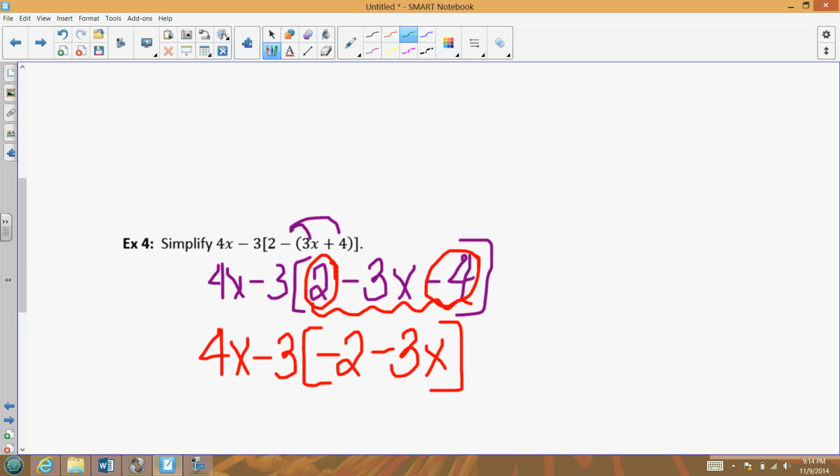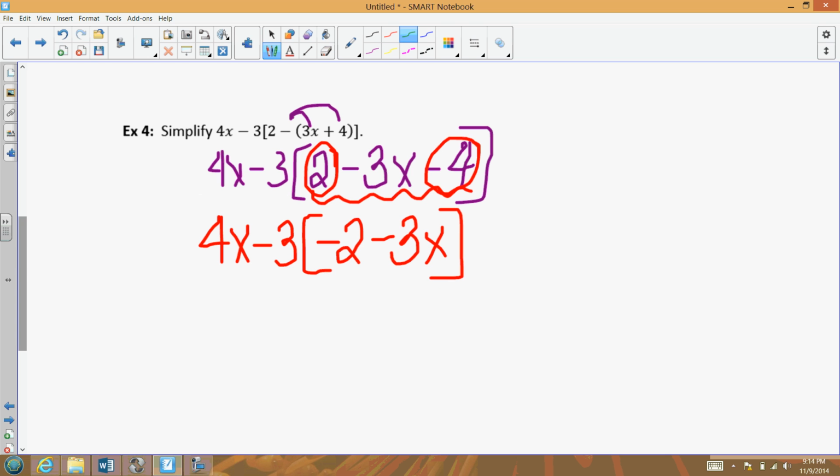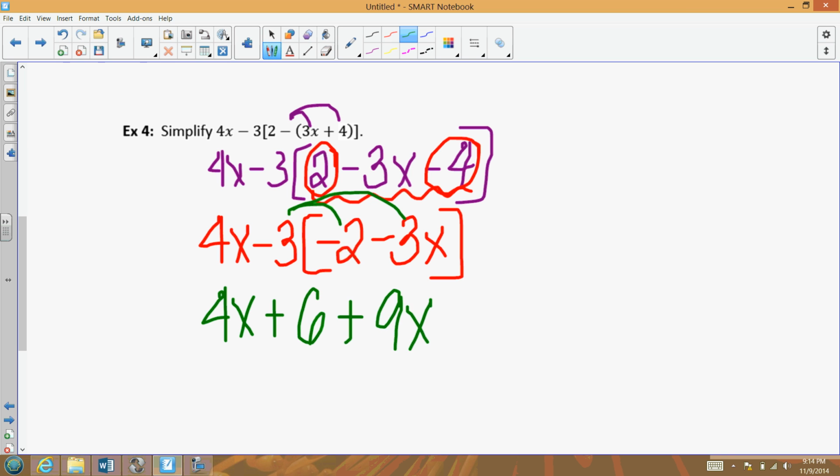And now I have another set of parentheses. So now I need to distribute this negative 3. So I have 4x. Negative times a negative is going to give me a positive 6. Negative 3 times a negative 3x is going to give me a positive 9x.